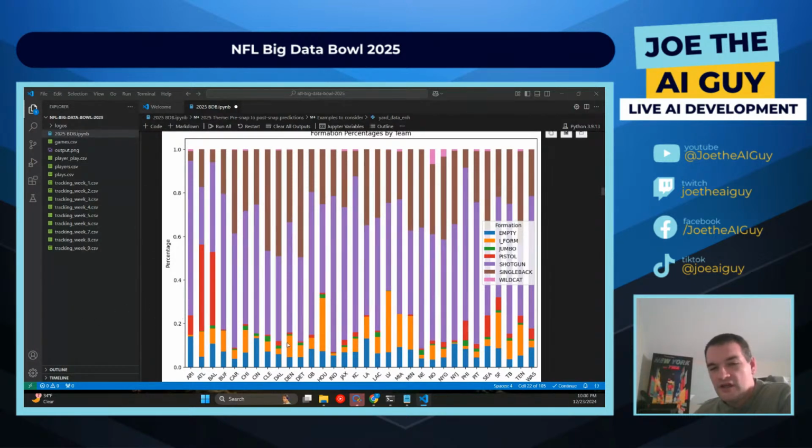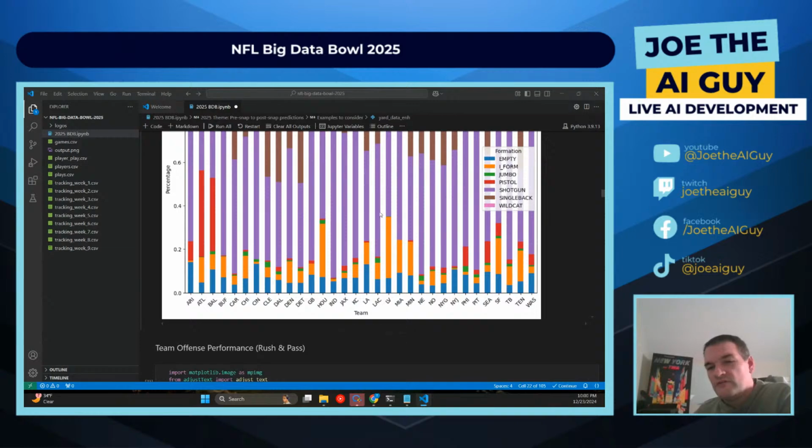You can see like beyond just a few gadget plays here and there. So you had Arizona, Philly, Seattle, San Fran ran a few as well, and Washington. But for the most part, you can see a lot of these other teams very rarely ran the pistol formation, if at all.